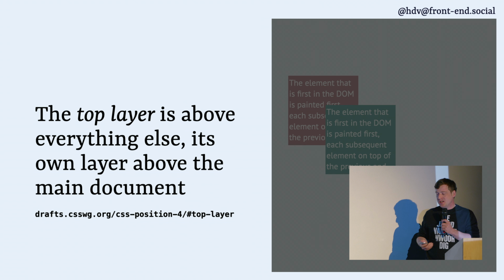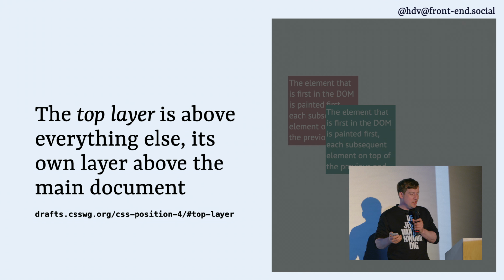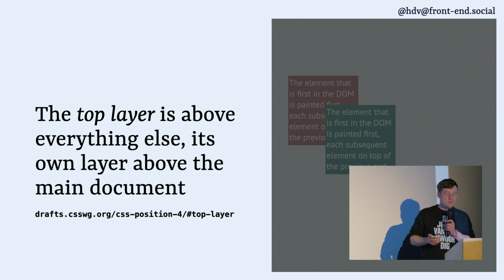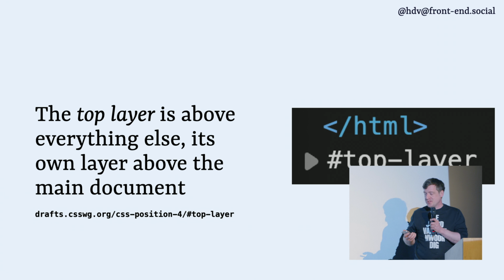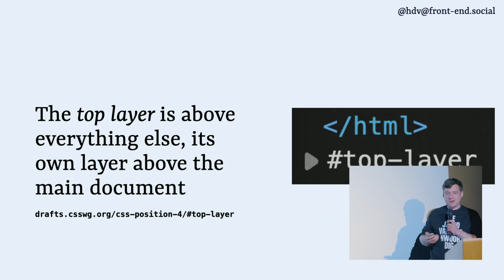If you put a z-index of 3 million, top layer will still be on top. It's really like its own layer, kind of next to the main document. And that's also how it's visualized in the DevTools. You get the HTML element closing, and then Chrome will display that top layer right next to it. So it's really its own thing.